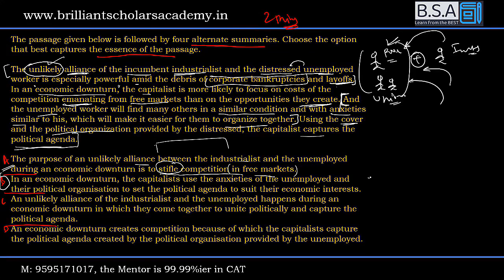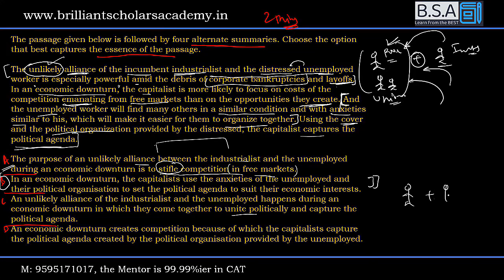Here I don't see free markets and competition discussed. Then the poor people come together, they form organizations, they form unions, and the industrialist is using them. So option B captures a lot of that, but I'm missing what part? The political part. An unlikely alliance of the industrialist and unemployed happens during an economic downturn, in which they come together to unite politically and capture the political agenda. No, no, no. Here it says they are equal partners.